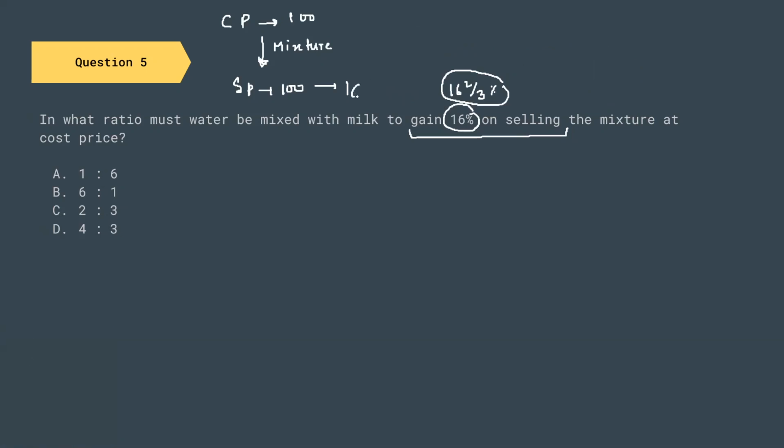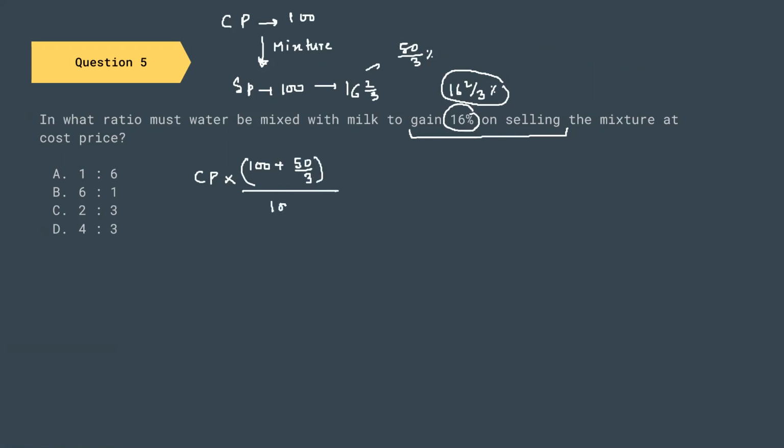So the profit is 16 2/3 percent. Fine. So if the profit is 16 2/3, it can be simplified and written as 50/3 percentage. So now let us find the CP of the mixture. CP into profit of 50/3 percentage.